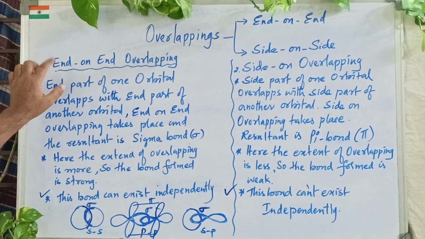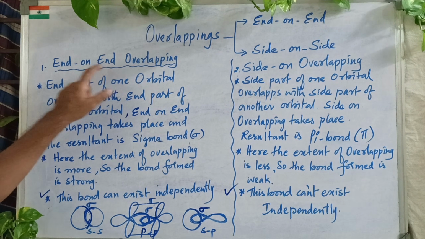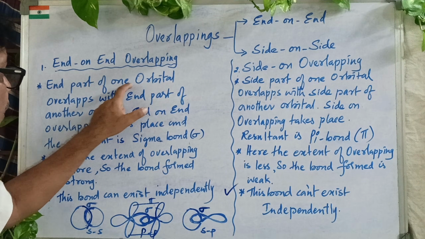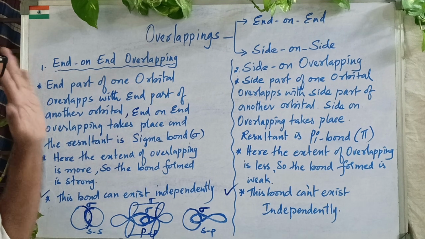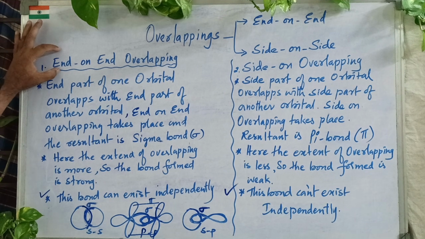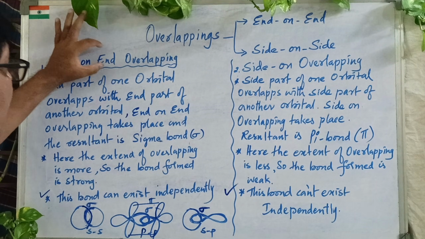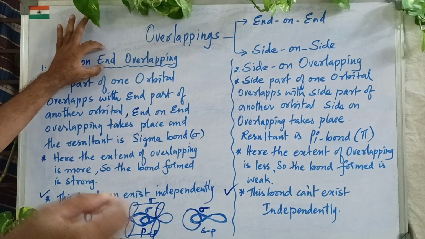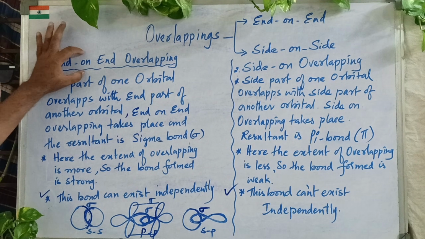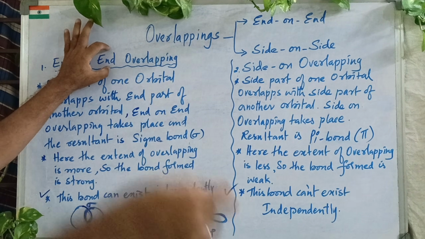So finish once again, just once. End on end. See, part of one orbital overlaps with is the extra line. That's all. End part of one orbital overlaps with end part of another orbital. End on end overlapping takes place.